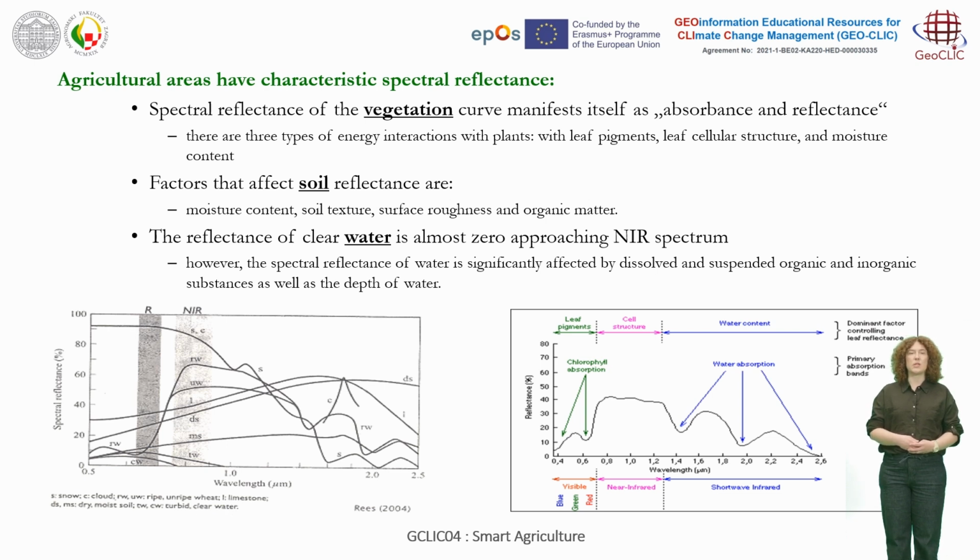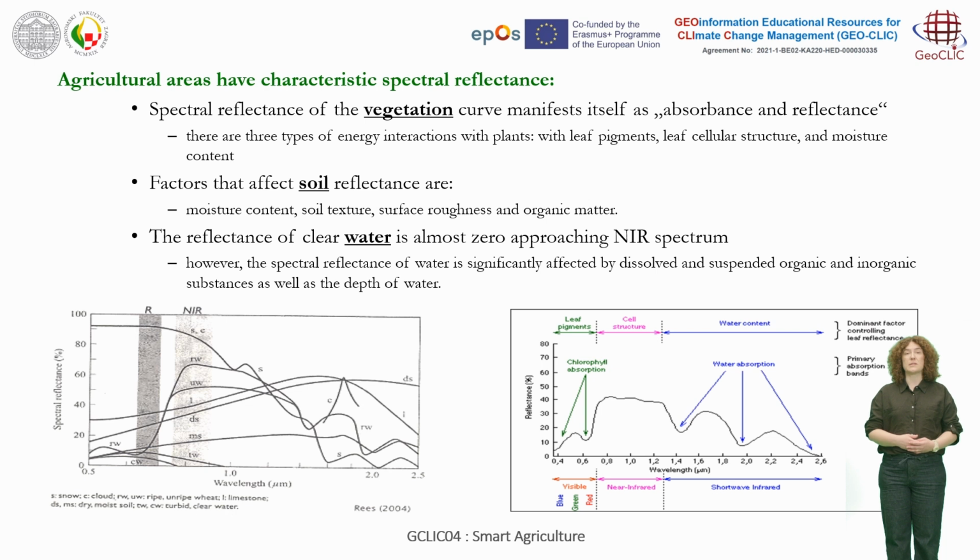Spectral reflectance of the vegetation curve manifests itself as absorbance and reflectance, and there are three types of energy interactions with plants, which we can see here on this graph. There is interaction with leaf pigments, so absorption in the blue and the red part of the spectrum according to the chlorophyll content. Then you see the effect of the leaf cell structure, which causes an increase in reflectance in near-infrared wavelengths. And then there is moisture content, which can be seen in the short-wave infrared with typical absorption features. These are the dominant factors controlling leaf reflectance.